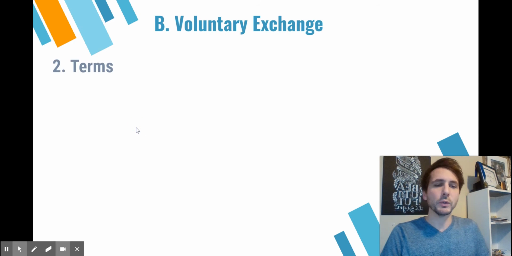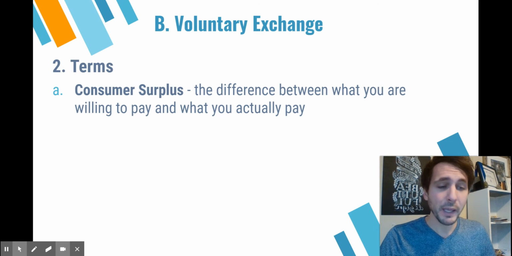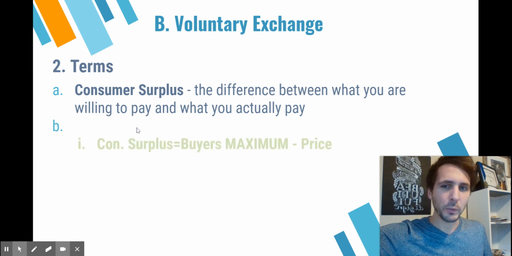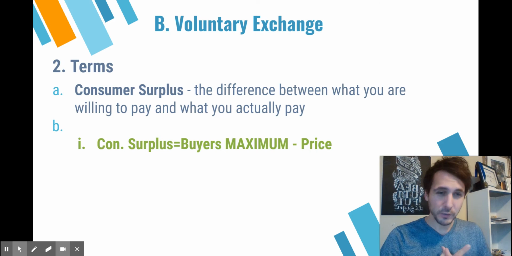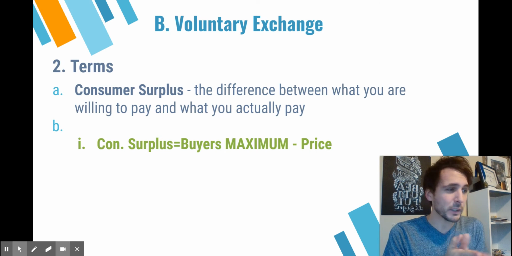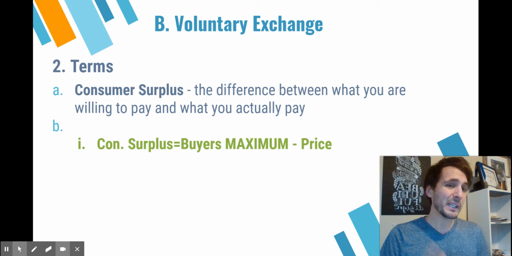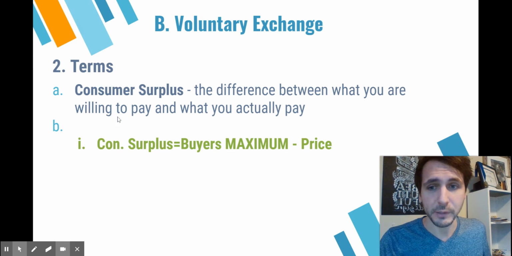Okay? Let's break those two terms down that we were talking about. Consumer surplus is a difference between what you're willing to pay and what you actually pay. Think of it as your maximum price that you're willing to pay minus the price that you actually pay. Buyer's maximum minus the price you actually pay. That's always going to be a consumer surplus. So if I was willing to buy that pair of shoes for $100 and I got them on sale for $70, my consumer surplus is $30. If I was willing to buy lunch for $10 and then I was able to get it for $2, then my consumer surplus is $8. Difference between what I was willing to pay and what I actually paid, consumer surplus.